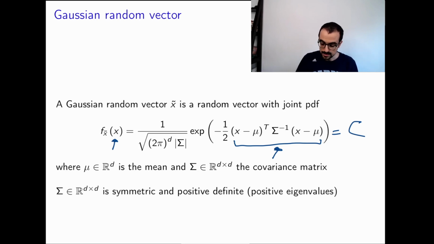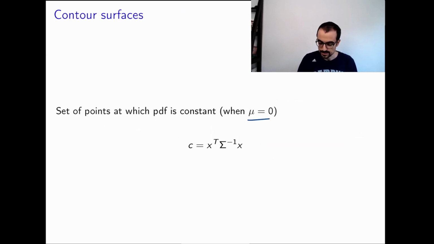We also realize that the only thing that mu is doing is centering, it's shifting x basically, centering the distribution at mu. So we're going to take mu as 0, and then every conclusion that we take will hold, but we'll just have to translate the density to be centered at mu. Because of that, we're going to set mu equal to 0. We're interested in points where this function here is equal to a certain constant, because that means that the density is constant.